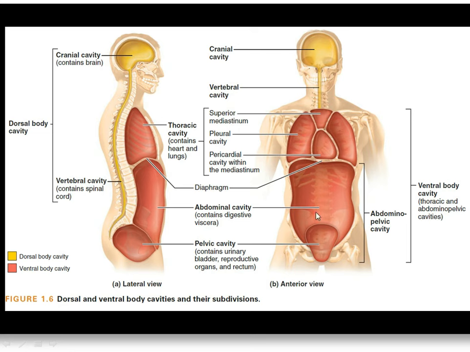And in the abdominal cavity, the digestive viscera are present, whereas in the pelvic cavity, the urogenital organs are present, like the urinary bladder and the organs associated with the reproductive system, and the part of the GIT, that is the rectum, is also present in the pelvic cavity.